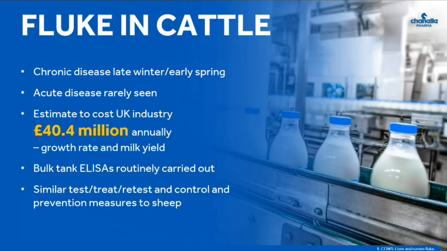And this reduction in the production parameter is said to cost the UK industry around £40 million a year, and that's for both the impact on growth rates and milk yields. In terms of the dairy industry, bulk milk tank ELISA tests are routinely carried out to check for a problem in a herd. And similarly to previously, the test, treat, retest method applies here in terms of dealing with chronic fasciolosis.